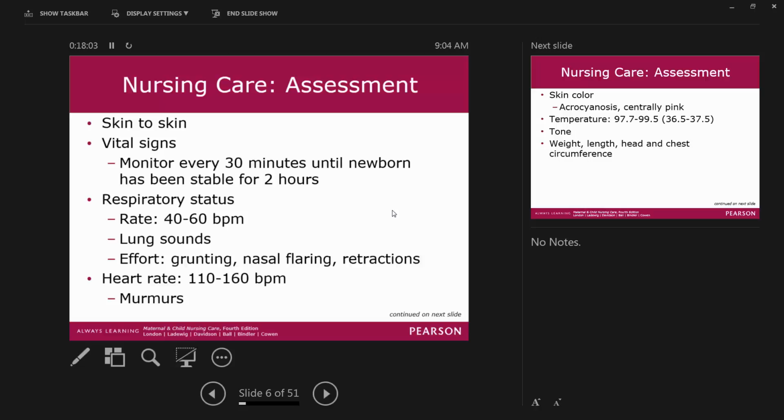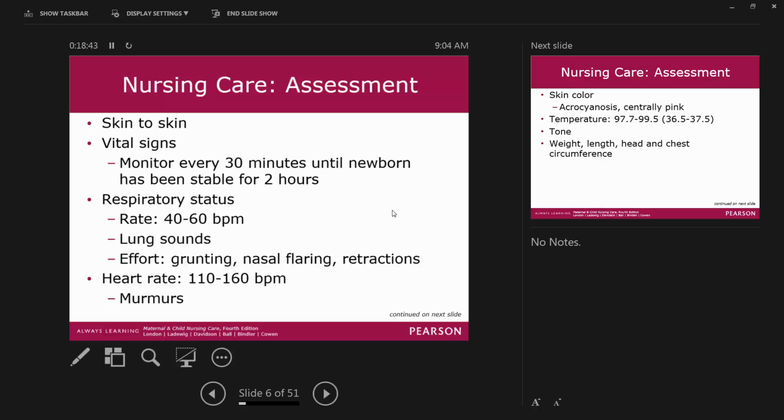Nasal flaring, because babies are nose breathers, so when they're having trouble oxygenating, those nares will just flare out every time they take a breath, okay? And retractions are intercostal, substernal, clavicular, like the skin between the ribs, below the sternum, up above the clavicle. They're sucking it in because they're sucking so hard to get air. They're pulling that skin in. Those are called retractions, okay?